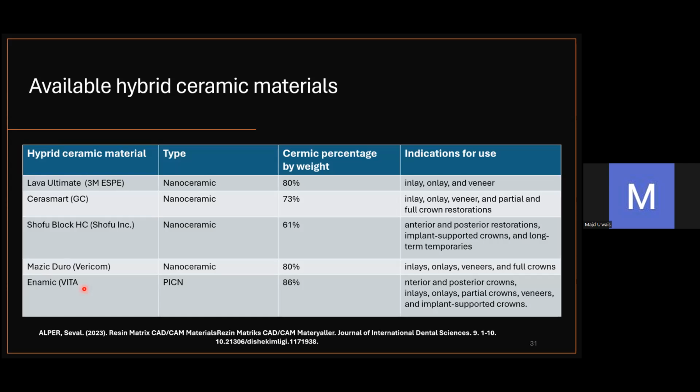All of them are indicated for inlays, onlays, and veneers. Materials such as Cerasmart, Shofu Block, and Vita Enamic are also included for crowns and implant restorations.